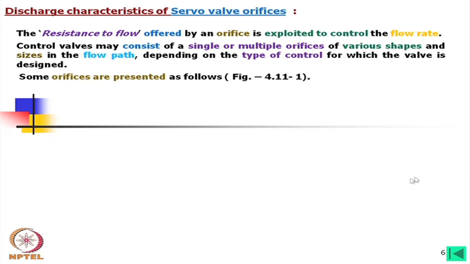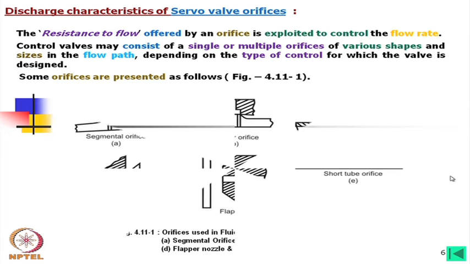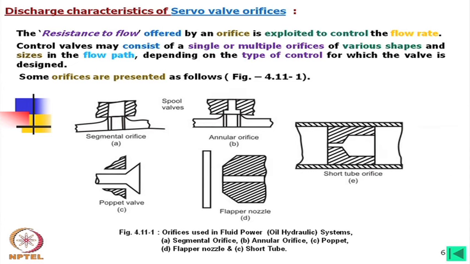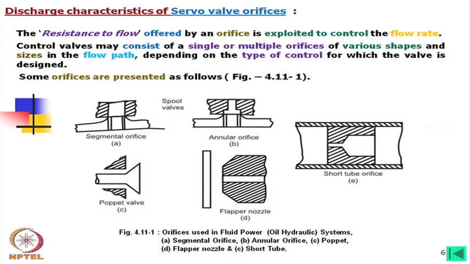Some orifices are presented as follows. I have shown some orifices, you can see this figure. Now, A is the segmental orifice. From the figure it is not clear, but apparently there is one circular hole and another circular body, and they are moving slowly. In the null position it is completely closed, but when one moves from the other, it will be part of the circle, then half of the circle, then full circle, like that.